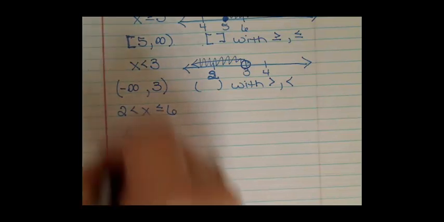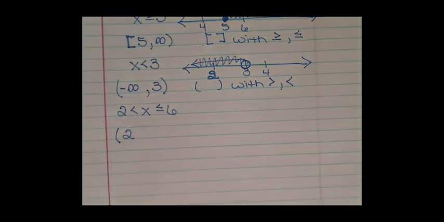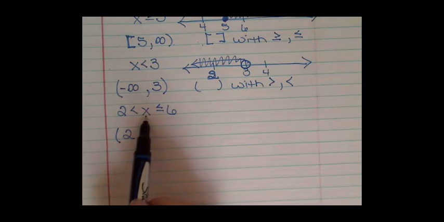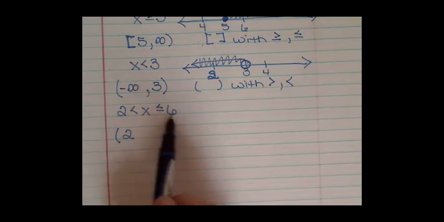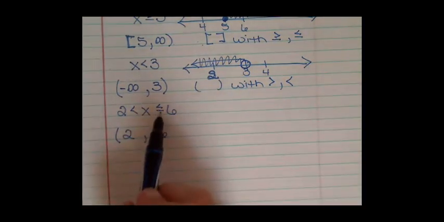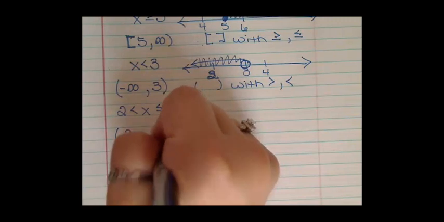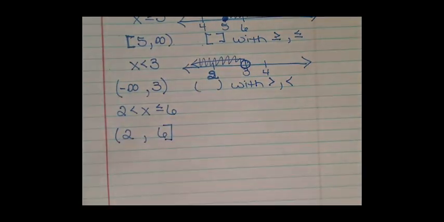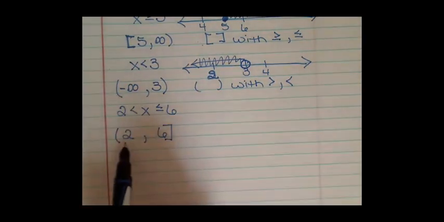Now, what's the biggest x can ever be? X is less than or equal to 6. So 6 is on our big end. And then since this is less than or equal to, that means we're going to use a bracket. So this tells me that x is in here. X lies between 2, but it is never actually 2, and 6. And it could be 6.